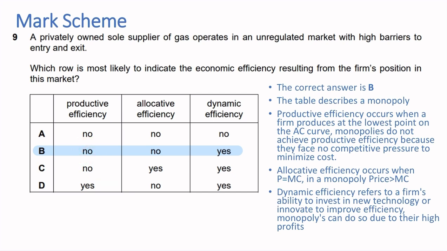Allocative efficiency, on the other hand, occurs when price is equal to marginal cost, whereas in a monopoly, price is greater than marginal cost. So for allocative efficiency, it's also a no. For dynamic efficiency, it refers to a firm's ability to invest in new technology or innovate to improve efficiency. Monopolies can do that due to their high profits, so they do have dynamic efficiency.